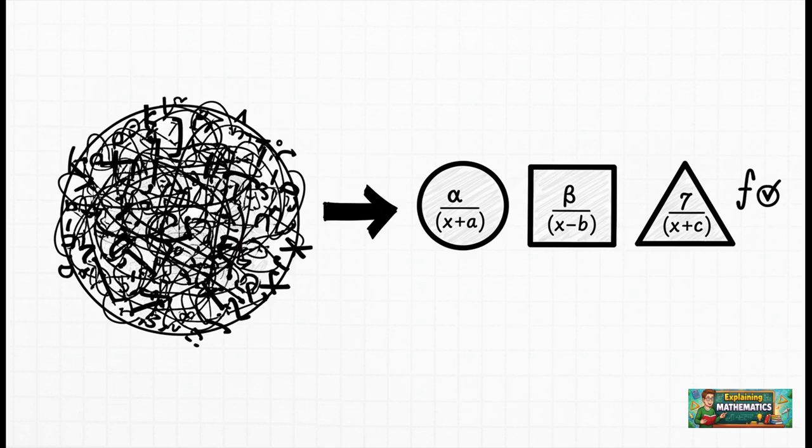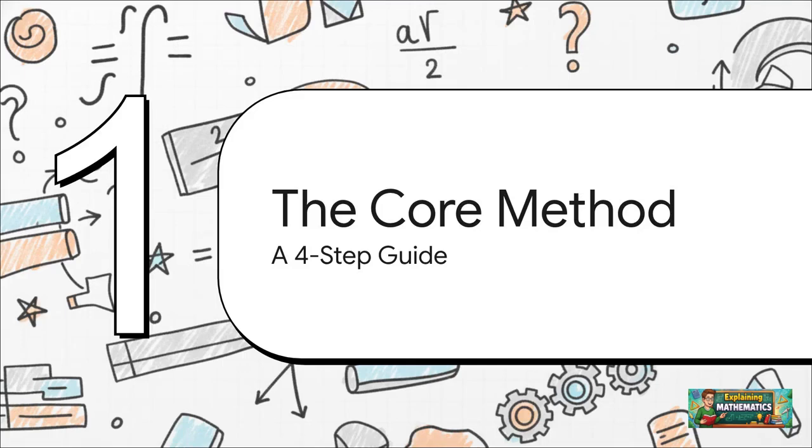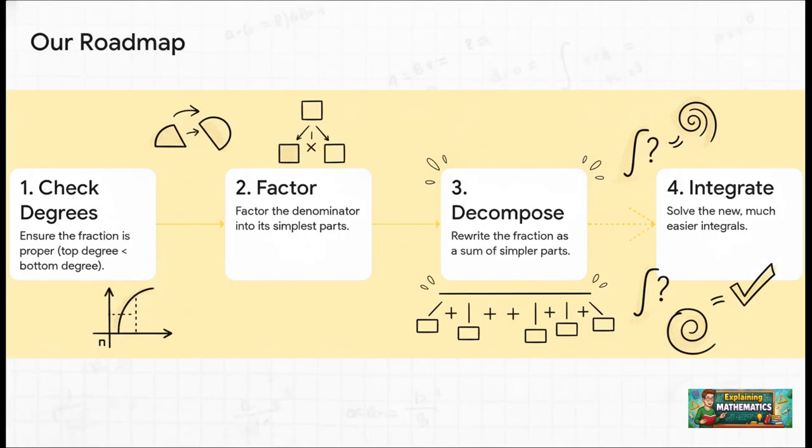Instead of trying to wrestle with that one nasty fraction on the left, we're going to break it apart into these two simple pieces on the right. And integrating those, way easier. The whole game is just figuring out what those numbers a and b are supposed to be. So how do we actually pull this off? Well, it's not magic. It's a really methodical, four-step process that's going to guide us through pretty much any of these problems. Here is our roadmap to victory.